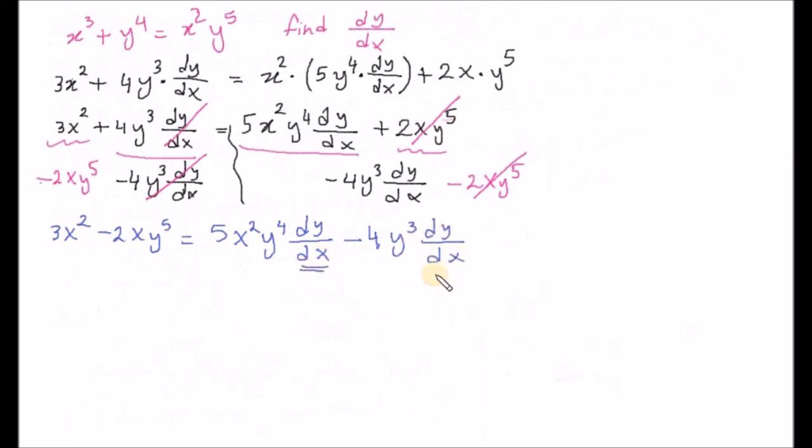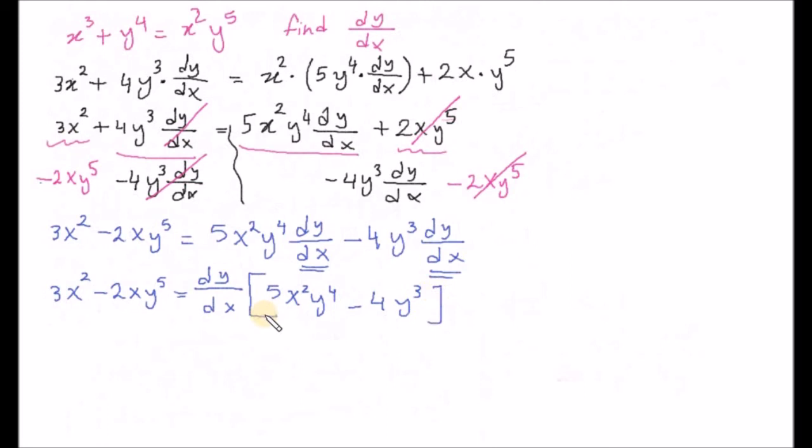Now I have dy over dx here, dy over dx here. I can pull it out as a common factor. So I can rewrite this as 3x squared minus 2xy to the fifth is equal to dy over dx out as a common factor. And then I have inside 5x squared y to the fourth minus 4y to the third. Now I want dy over dx by itself, so I'm going to divide both sides by 5x squared y to the fourth minus 4y to the third.